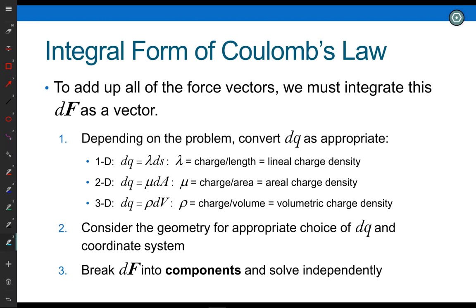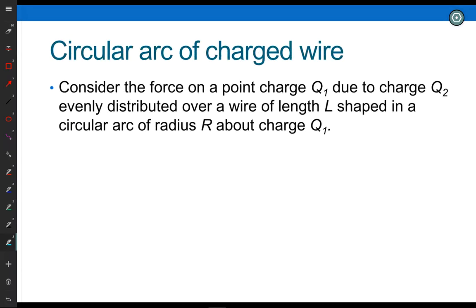So you have to start by considering the geometry and what the appropriate dq is. You can't just jump into a problem without considering the geometry. And we will learn next week about Gauss's law. Gauss's law is easier if you have an exploitable symmetry, and so we'll learn about that next week. It's a second way to do this that's easier in some cases. Break your dF into components and then solve them independently. So let's get to work.